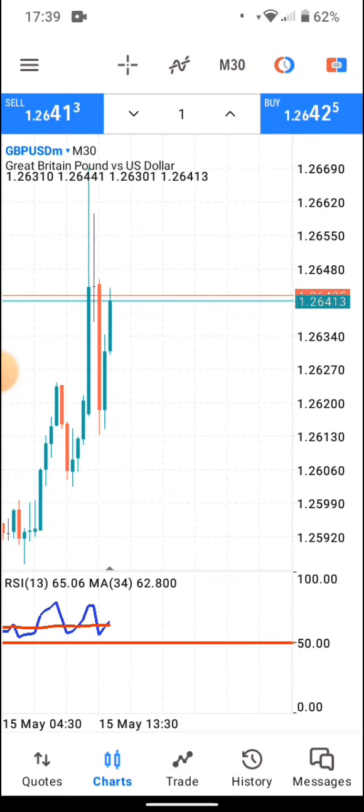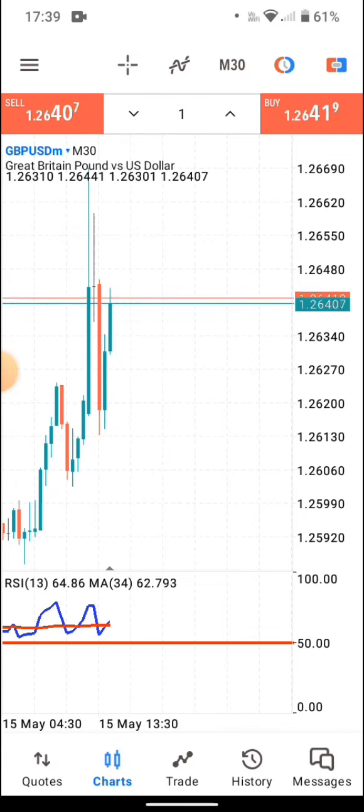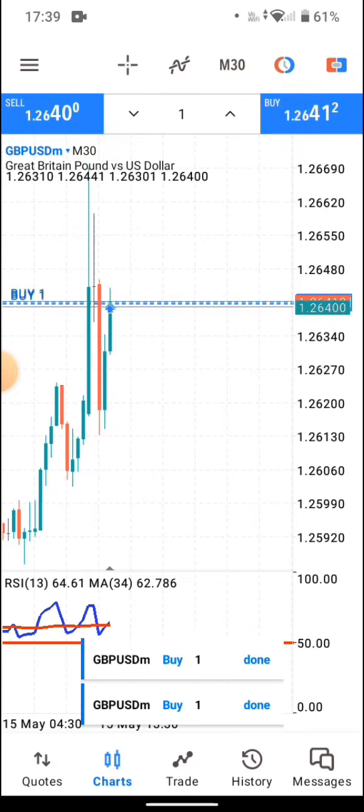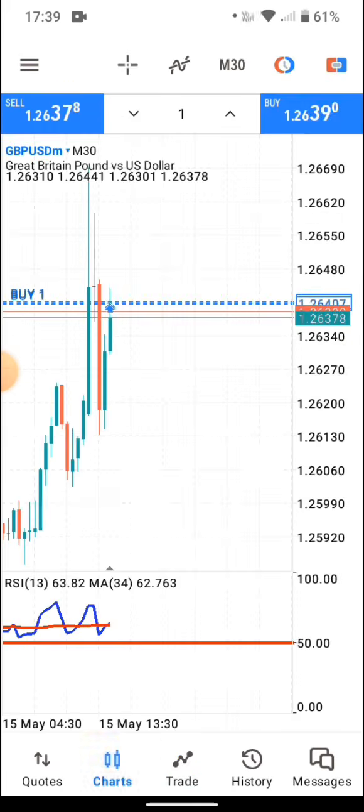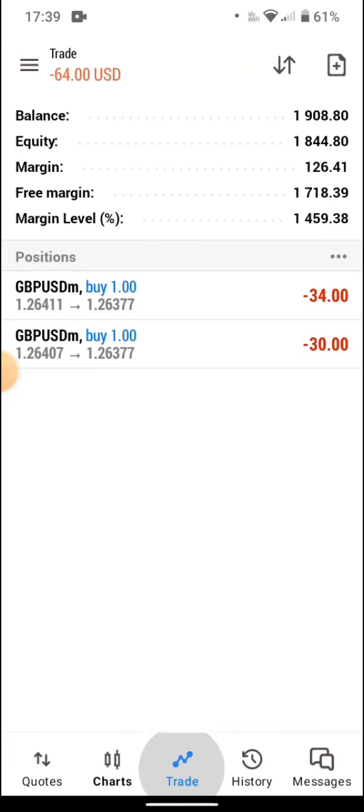The RSI is currently crossing over, so let's enter for our buy. Let's just enter our buy trade and we are going to see what is going to happen next. We just want to flip this account to above 2000 and I believe it would be great. So let's see how the trade plays out and I'll get back to you guys.